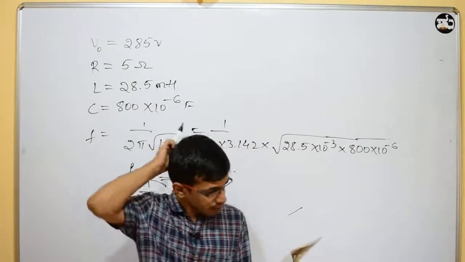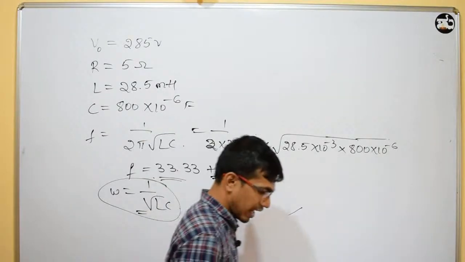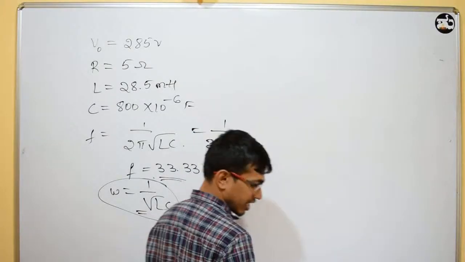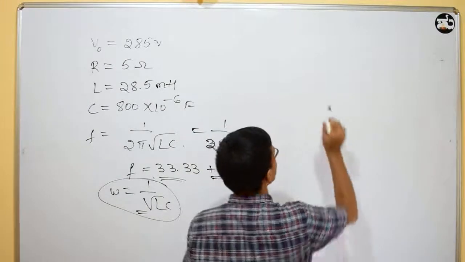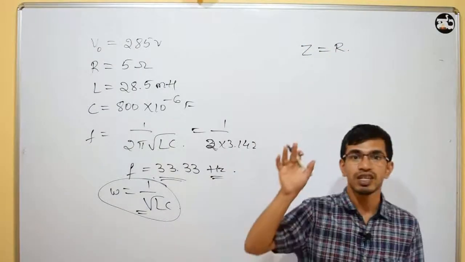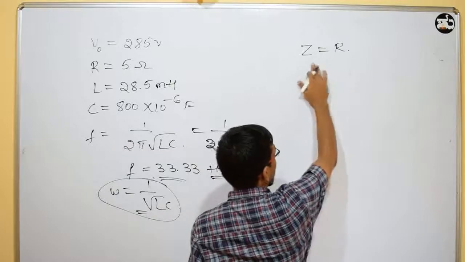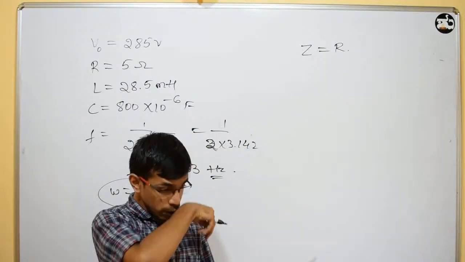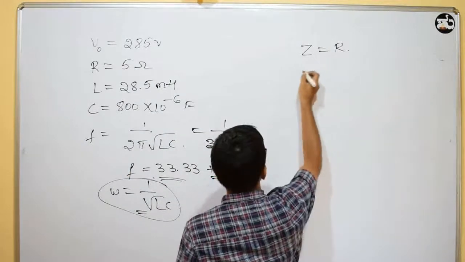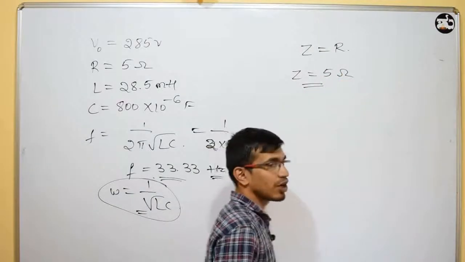The second question is to calculate the impedance and current at resonance. The condition is given as at resonance, so we use that condition. When the circuit is in resonance, the total impedance of the circuit is equal to the resistance in the circuit, so Z is equal to R. That is what actually happens in resonance. So impedance Z is equal to 5 ohm.